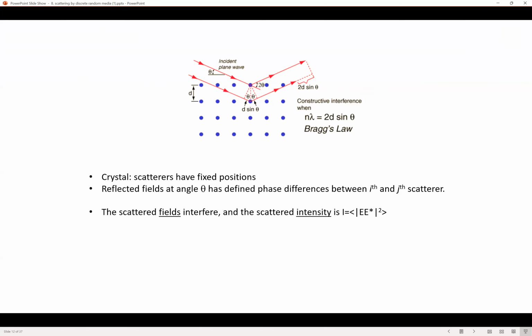These scattering fields from these different particles will interfere. So you will see that in the detected intensity, and in fact, you can actually use that to characterize the crystal.